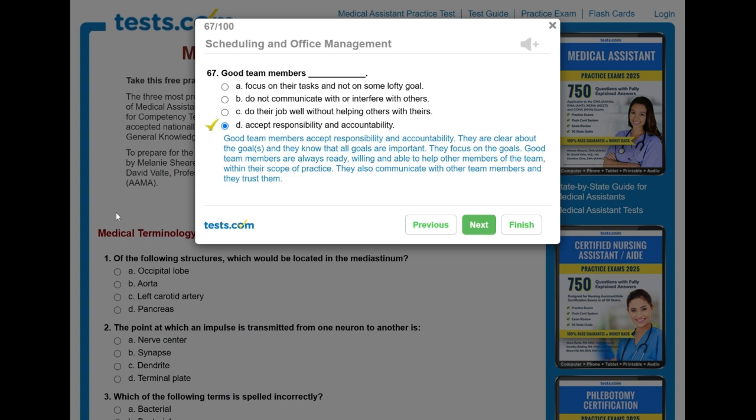D. Accept responsibility and accountability. Good team members accept responsibility and accountability. They are clear about the goals, and they know that all goals are important. They focus on the goals. Good team members are always ready, willing, and able to help other members of the team within their scope of practice. They also communicate with other team members, and they trust them.